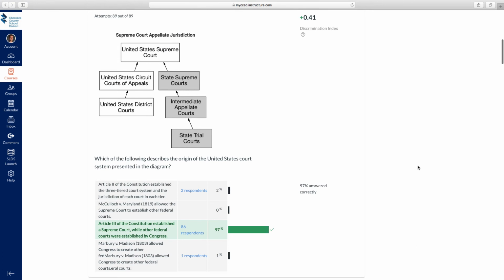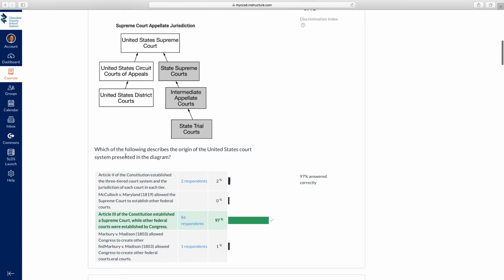Second one. All right. Which of the following describes the origin of the United States court system presented in the diagram? Article 3 of the Constitution establishes the Supreme Court while other federal courts were established by Congress, right? Congress creates the inferior courts. You saw my kid say that in the video. Article 2 of the Constitution, no, does not set up this three-tier court. So here's our three-tier federal court system. What sets that up? Well, Article 3 creates the Supreme Court. Congress creates these lower courts. So Congress is the one that decides that this is how it looks. The Constitution does not create this alone, all right?